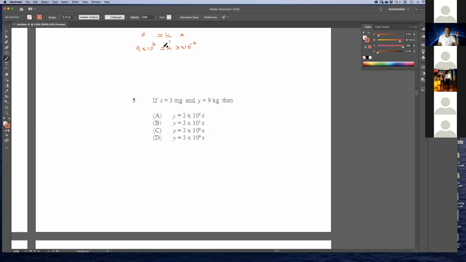And therefore, to find K, we just transpose: K is equal to 9 by 10 to the 3 divided by 3 by 10 to the minus 3. And from here, when you do your math, you will get 3 by 10 to the 6. And therefore, this is the only one that has that constant, and therefore C becomes the answer.